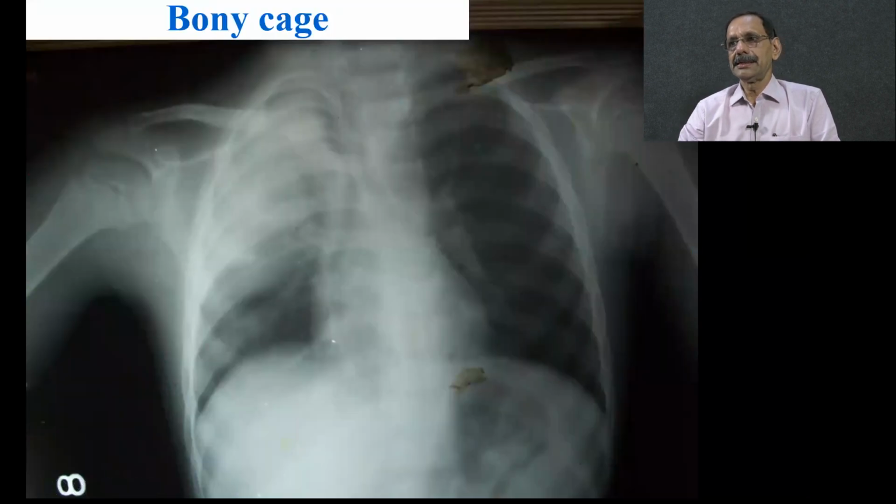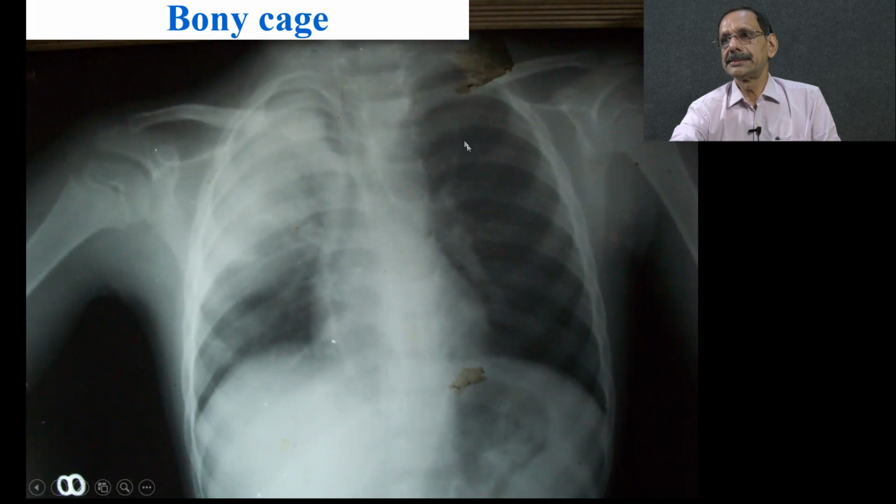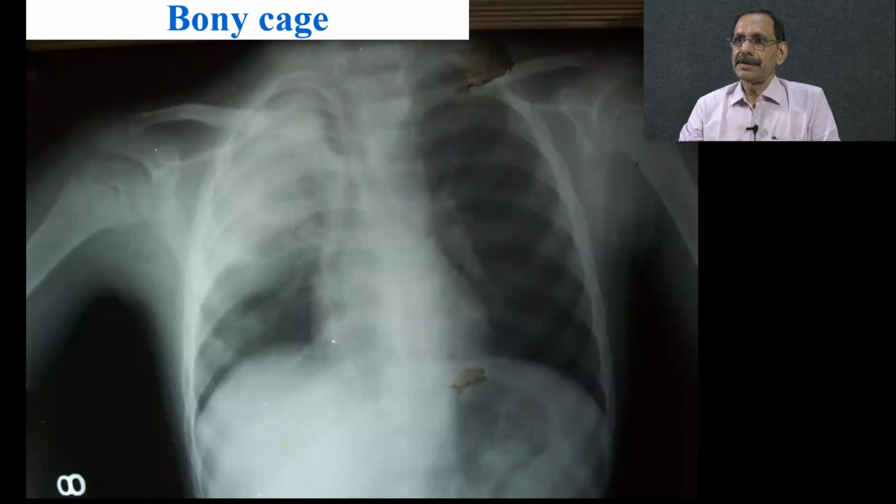Now bony cage, compare both sides. See here the distance between these two ribs and these two ribs, it is crowded. So that means either you are having a scoliosis basically because of the pain or something, or you have a collapse so much so there is a volume loss and hence the ribs are crowded.